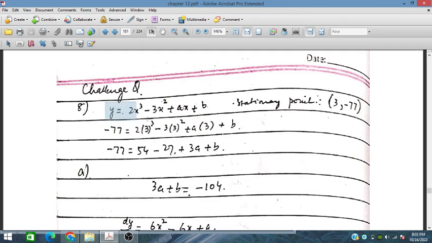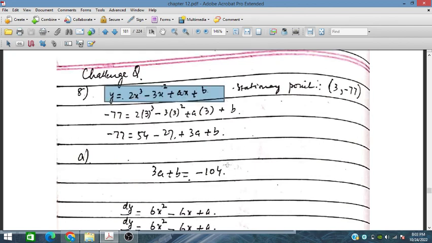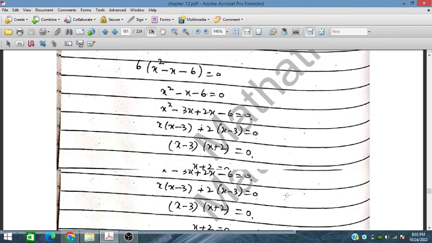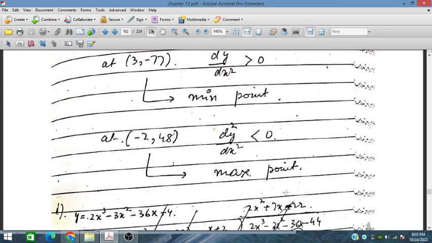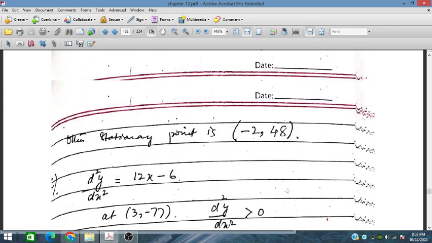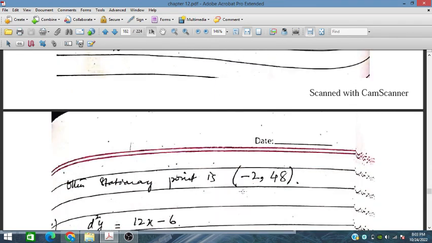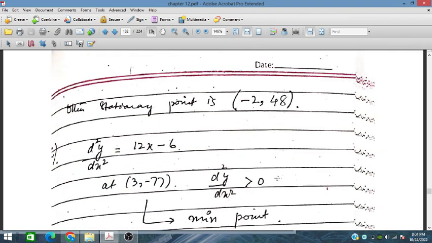Y, here we will place this value after substituting the values of a and b as calculated here. By placing this, y is equal to this. So for x is equal to -2, y is equal to 48. So the other stationary point is -2 and 48. -2 and 48 is the other stationary point.